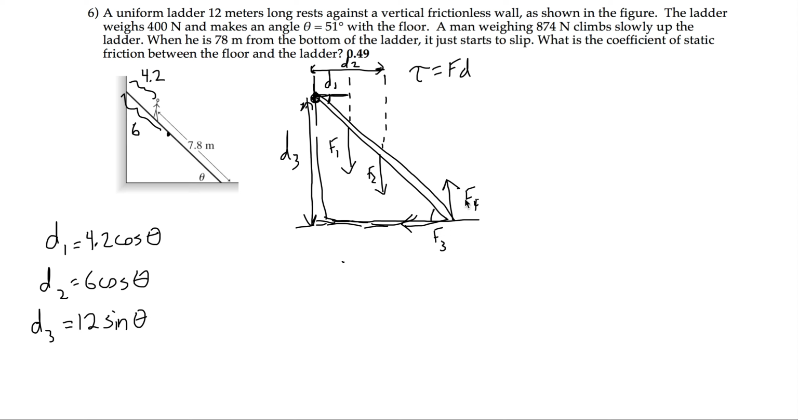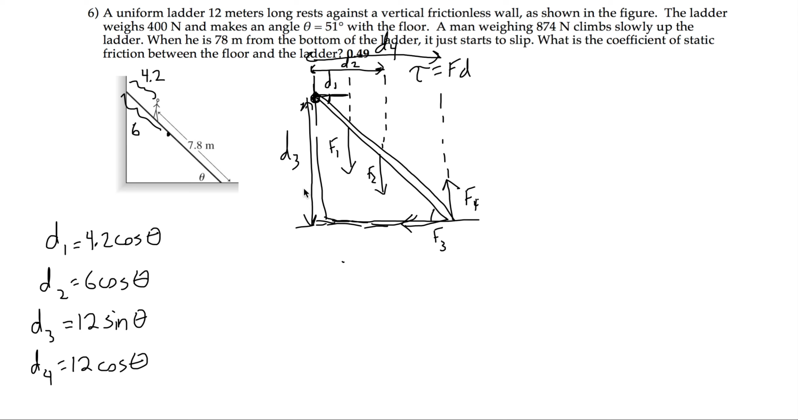And for number 4 here, we extend this force line. And d4 is going to be from the pivot point to that force line, so it's going to be this whole distance here. So from here to here is going to be d4. So that's going to be the same as the distance right here, which is adjacent to the angle. So it's going to use cosine, 12 cosine of theta.